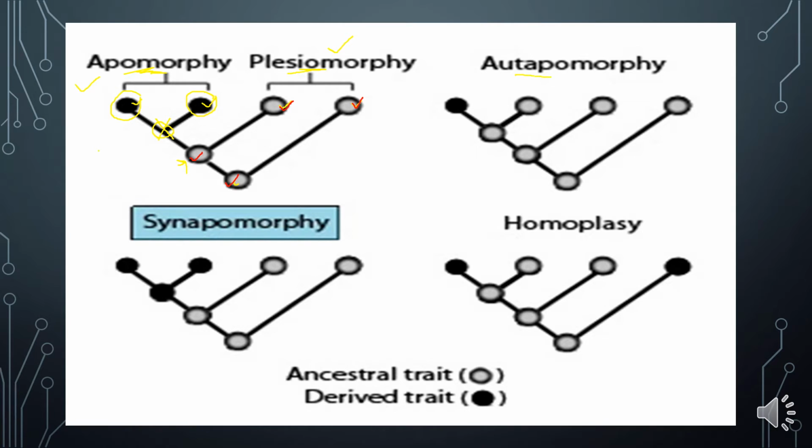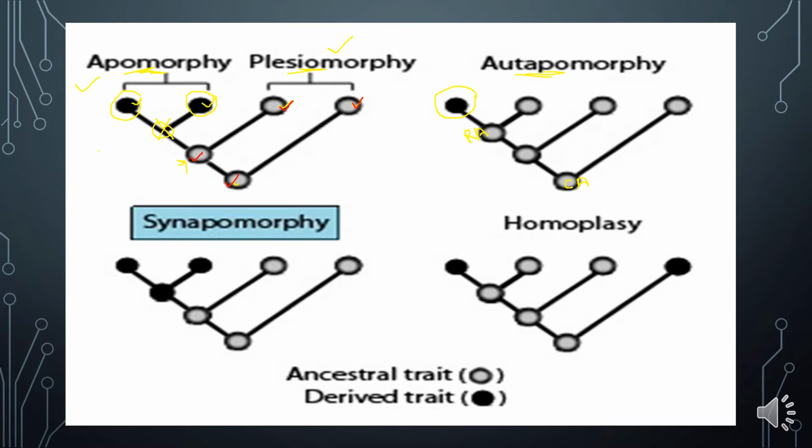Again, we see autapomorphy. Autapomorphy is when the common ancestor, I'm writing CA, and the recent ancestor, I'm writing as RA, both have the same characteristic, but a derived character is formed in a new taxon that develops. Such a type of relationship we can say is autapomorphy.